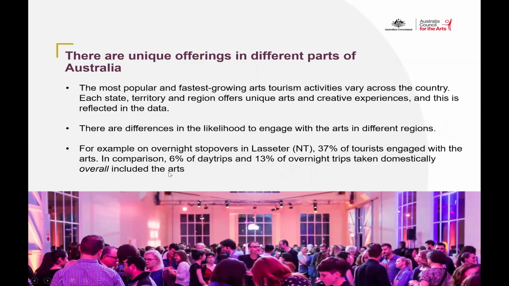So while we're seeing this growth overall, there are still differences in trends across different activities and different locations around Australia. While major cities account for the largest volume of arts tourism, in part driven by the performing arts with access to many large venues in cities, the destinations where tourists are especially likely to engage with the arts are in regional Australia. In the Lassiter region, which makes up the southwest Northern Territory and is also home to Uluru, 37% of visitors who stopped overnight there engaged with the arts, compared to just 13% for Australia overall.